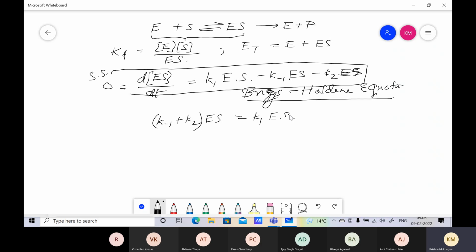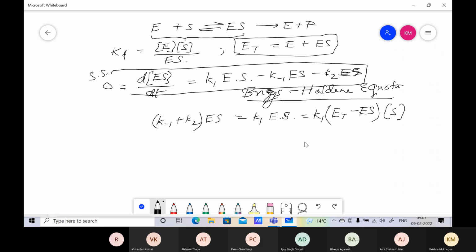I hope you realize this, right? Some of you did this and some of you did not, but we can write this as K1, and E can be written from the total material balance as ET minus ES, into S. This is one way to do it. All of you following this? I leave the algebra to you. This is E into S, remember, and this is ES, so you have to make this distinction.